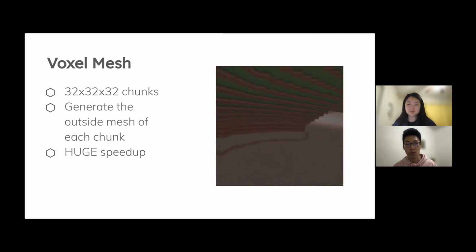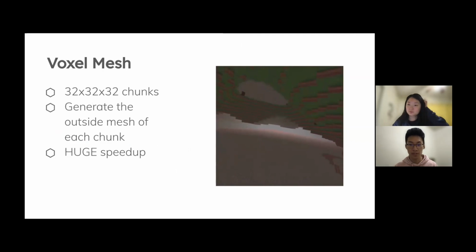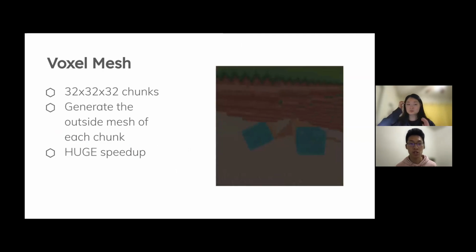To display the world, we use voxels, which are just blocks you see in this world. And we group them into chunks of 32 by 32 by 32. And to render them efficiently, we only generate the outside mesh of each chunk instead of rendering every single block.